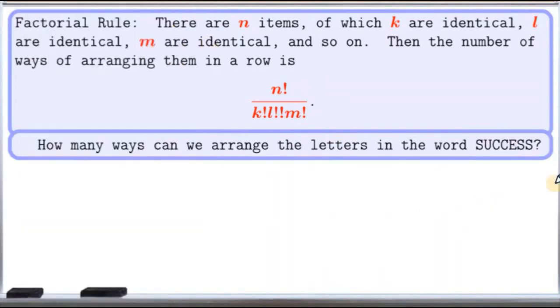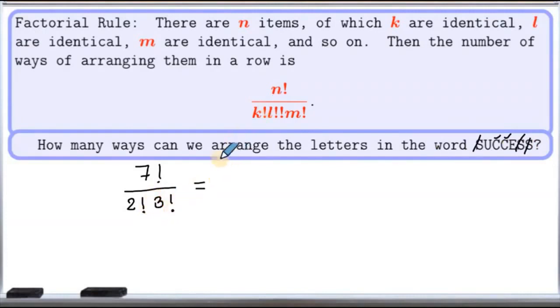Now let's look at this example. How many ways can we arrange the letters in the word success? There are 7 letters, so we will have 7 factorial in the numerator. Let me put that down here. Now let's look at the identical letters. There are 2 C's, so we'll put 2 factorial in the denominator. And there are 3 S's. So in the denominator, it would be 2 factorial times 3 factorial.